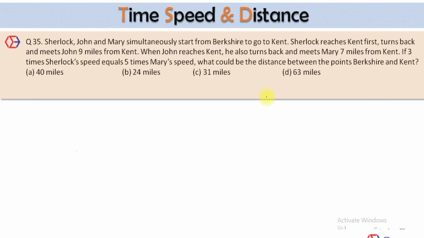Okay. The question is about three people, Sherlock, John, and Mary. They start simultaneously from Berkshire to Kent. So we draw it like this. This is B. This is K. Sherlock reaches Kent first, turns back and meets John 9 miles from Kent. When John reaches Kent, he also turns back and meets Mary 7 miles from Kent. It's given that 3 times the speed of Sherlock is equal to 5 times the speed of Mary.